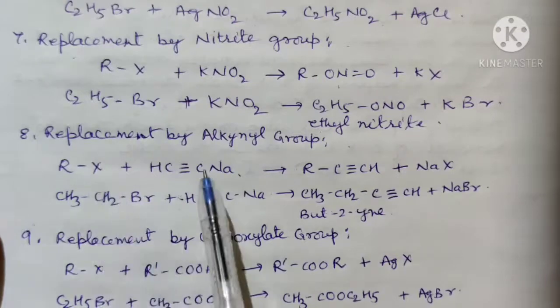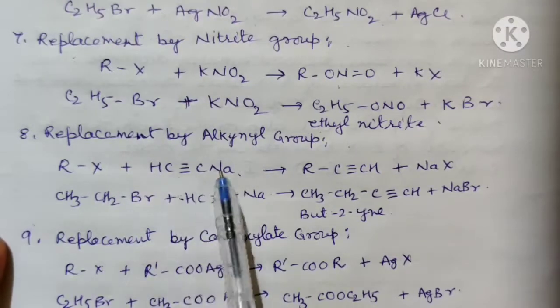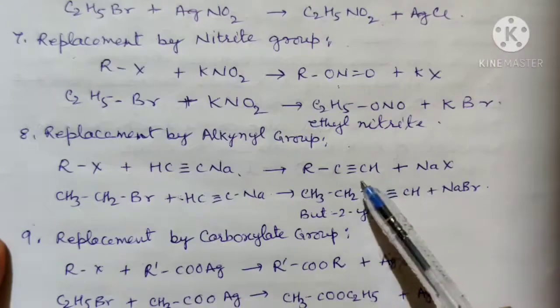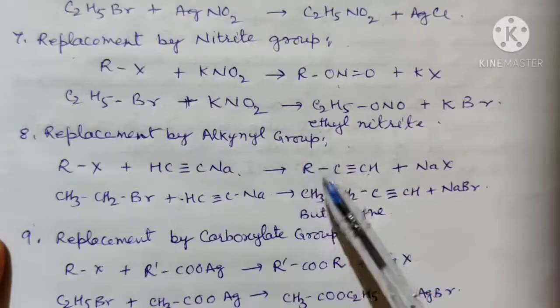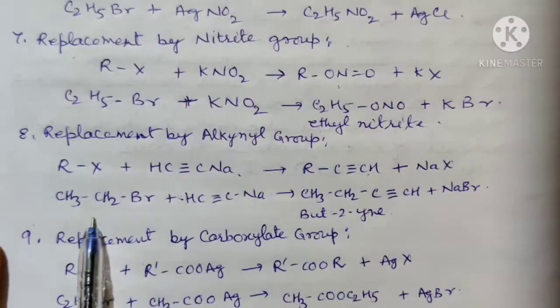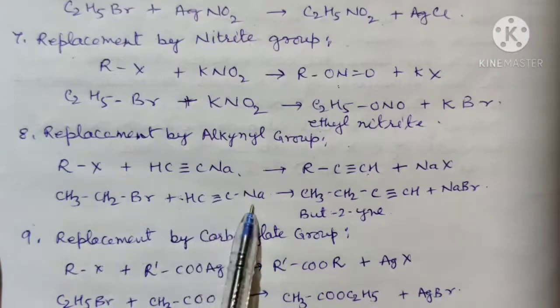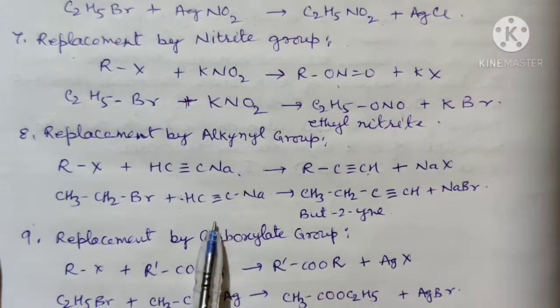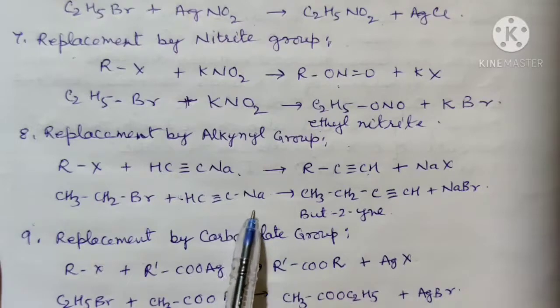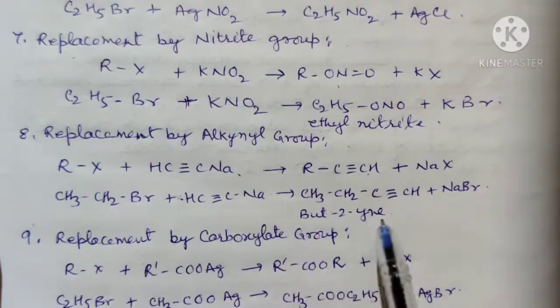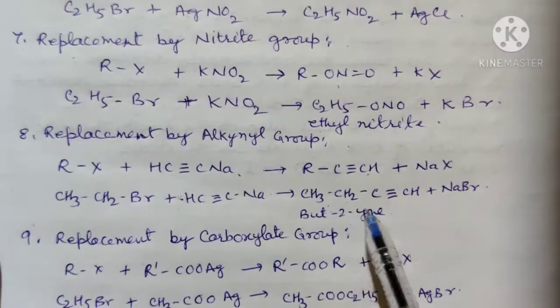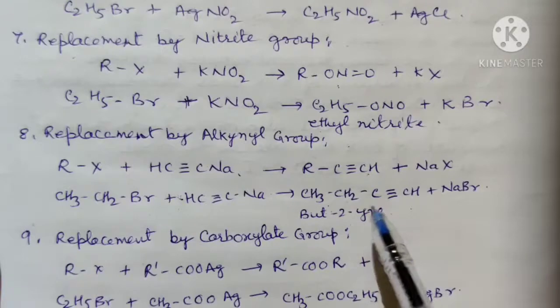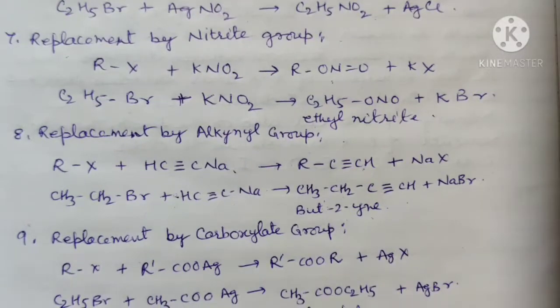Then haloalkane reacts with sodium acetylide or sodium alkynide, and you will get the higher alkynes, and the number of carbon atoms will be increased. This you can see here. When bromoethane reacts with sodium ethynide or sodium alkynide, it is converted into but-2-yne, and there is an increase in the number of carbon atoms. 2 carbon atoms are increased. So this reaction can be used to upgrade the carbon chain, or increase the number of carbons in the chain.